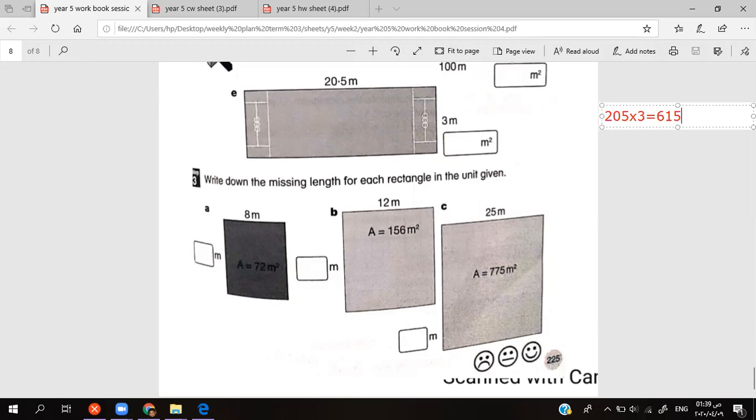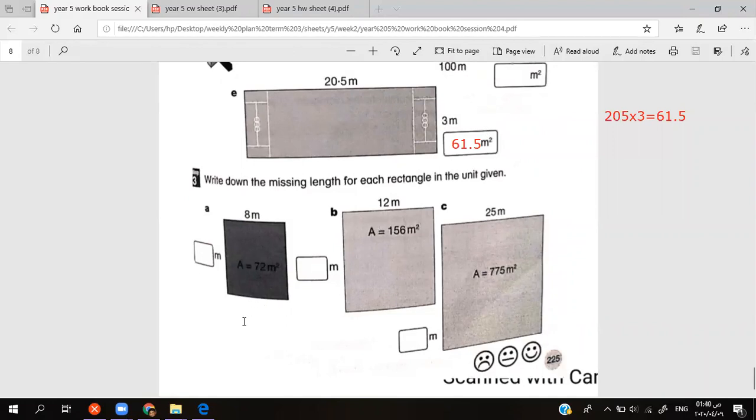How many numbers were after the decimal here before? Only one number. So I count one number and I put my decimal. So it's 61.5 meters squared. Okay, the last one.